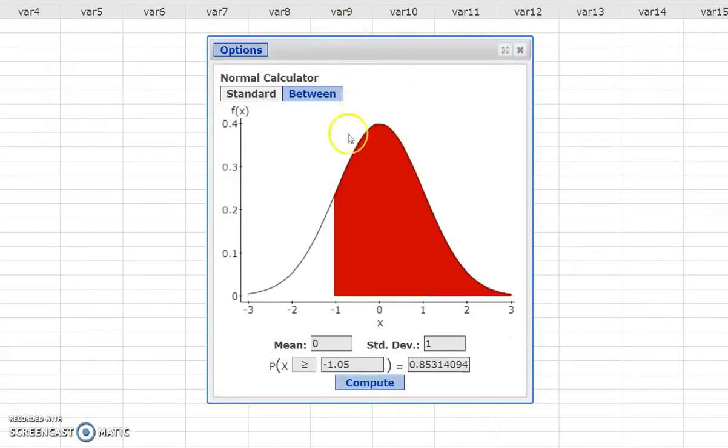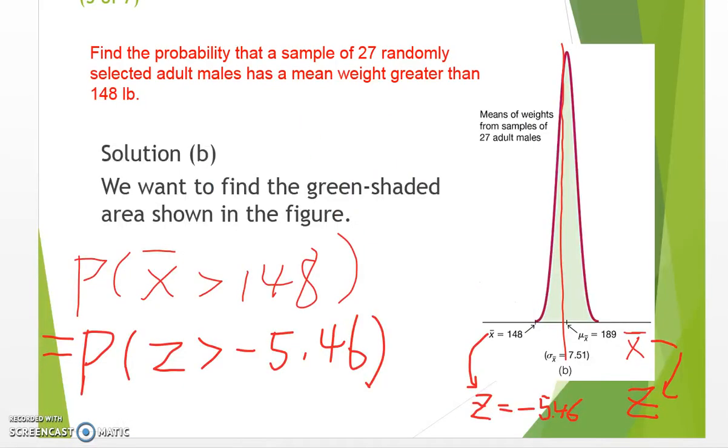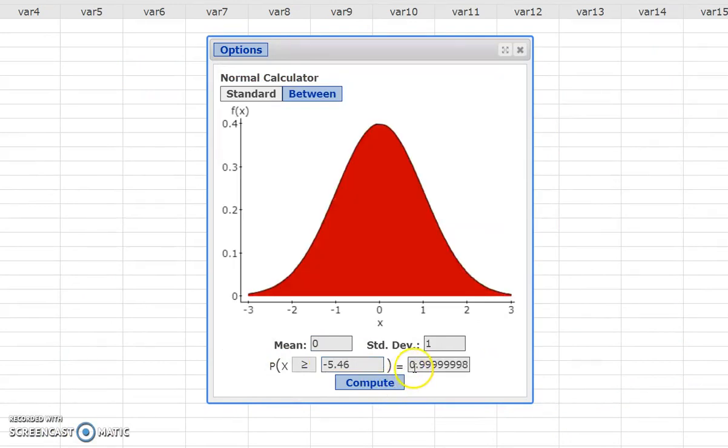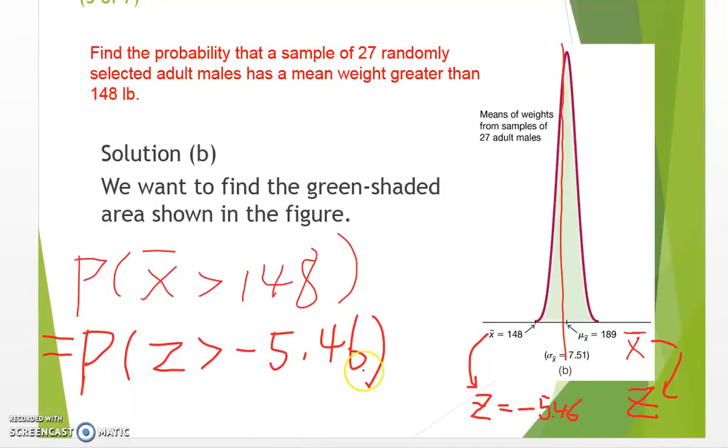So if we activate StatCrunch, we're looking at the standard normal distribution for z. And in our case, we're doing z greater than negative 5.46. Okay? So the probability is almost 1, because it's 0.99999. If you round up, it's almost close to 1, right? So 0.9999, almost 100%.